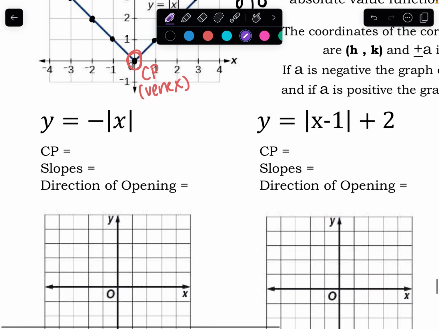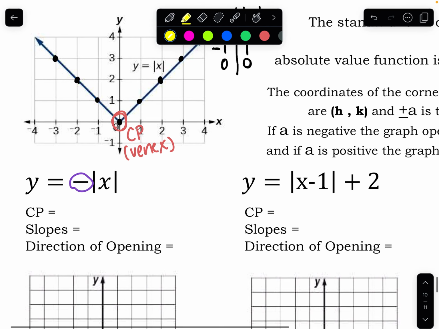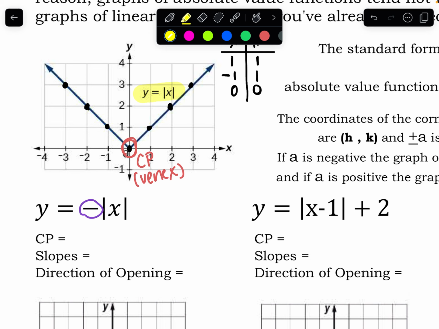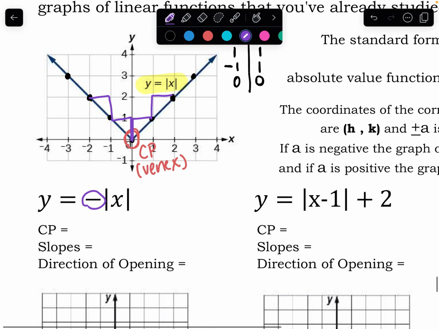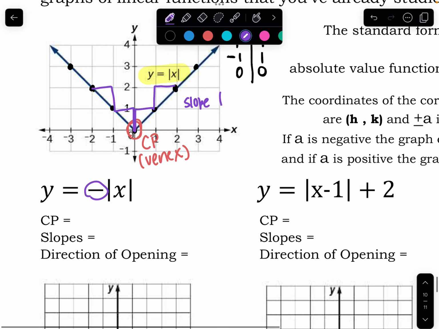And so looking at this first example, we have a negative, and that's the only thing that's different from our parent function. And so the parent function opens up. It has a critical point of 0, 0, and it has a slope of up 1 over 1 for each of the branches. And so you can look at it as a negative slope as well. You're going to have it on each side. So slope is 1.